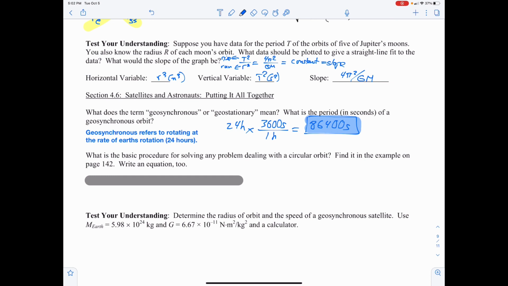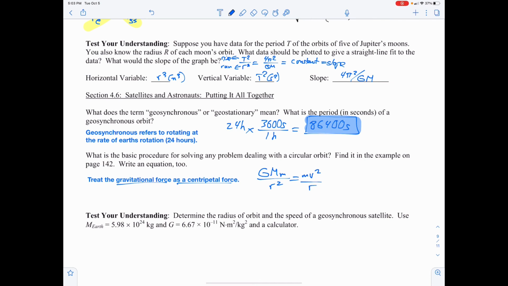What is the basic procedure for solving any problem dealing with a circular orbit? Find an example on page 182, write an equation. Well, the equation is basically treat gravity as a centripetal force, like we did to derive Kepler's third law: big G, big M, little m over r squared equals little m of the satellite times v squared over r. You typically also have to use the fact that the velocity in orbit is 2 pi r over the period T, combining those together. Usually it ends up being Kepler's third law.